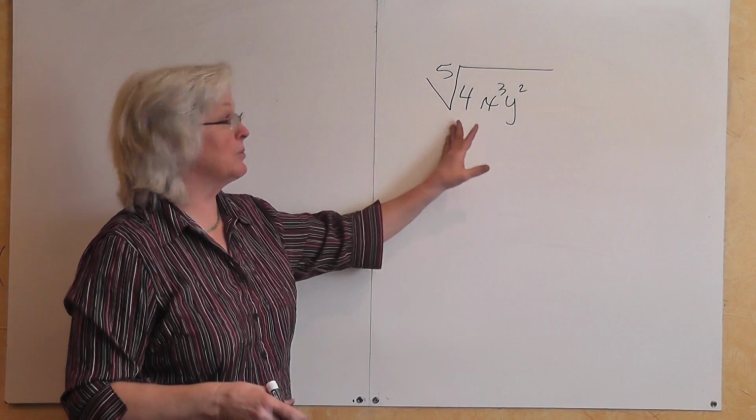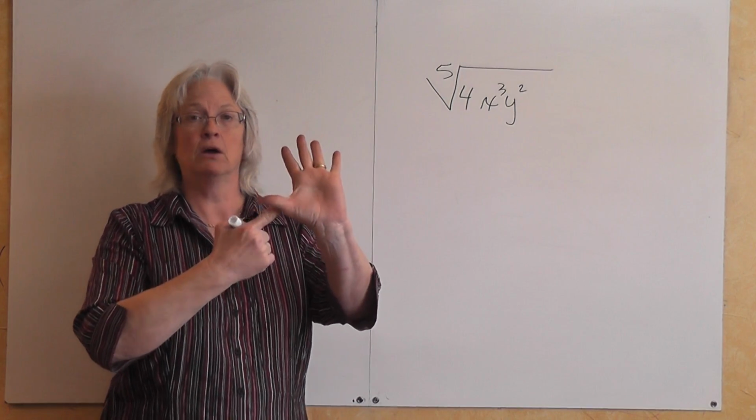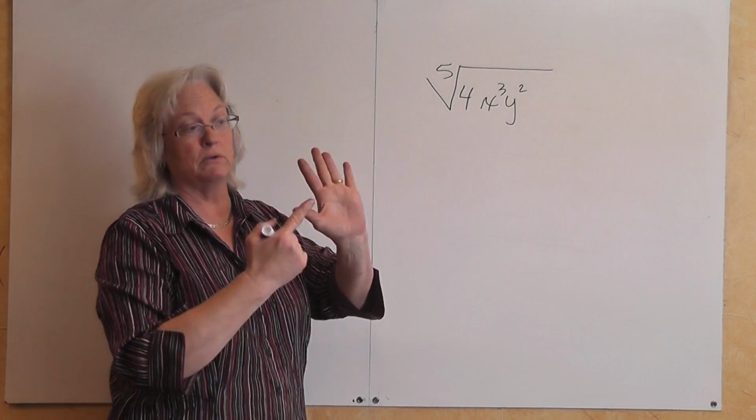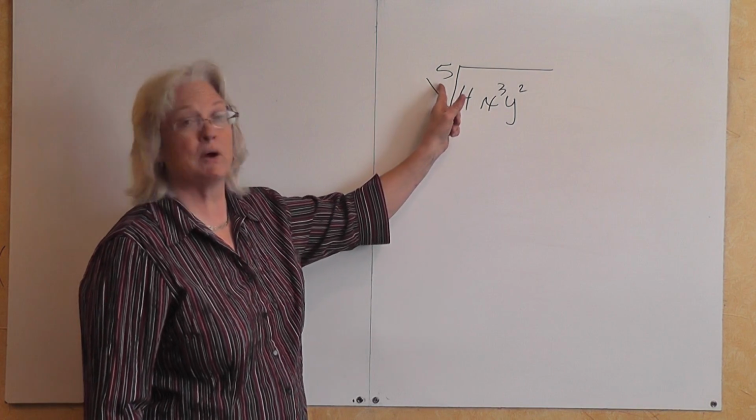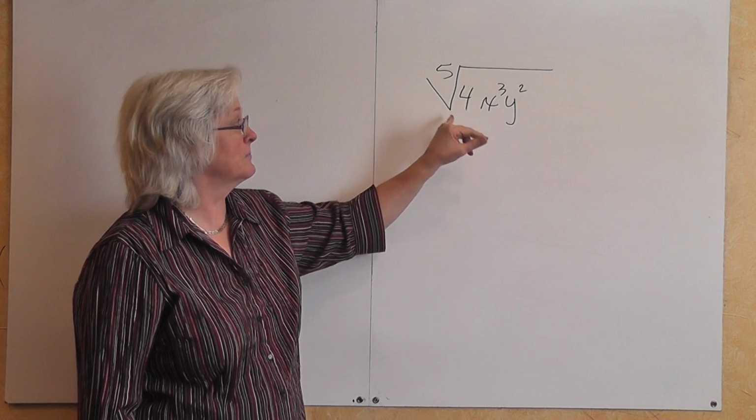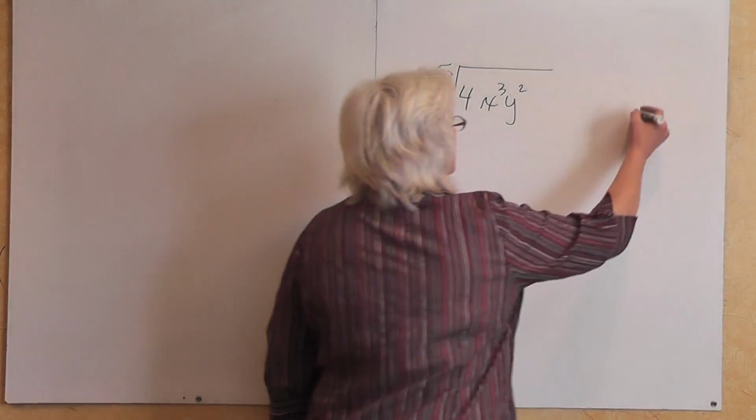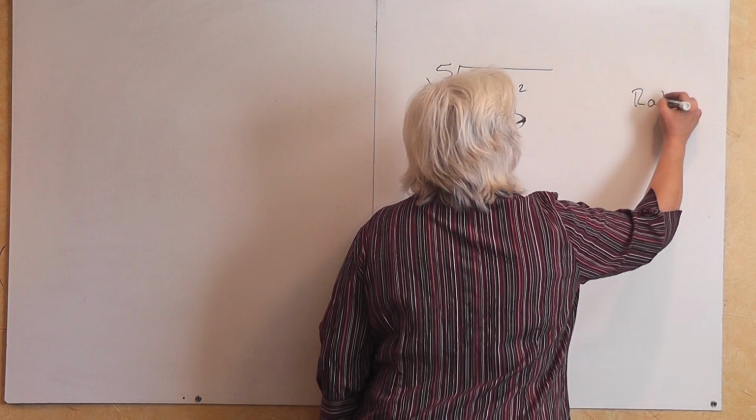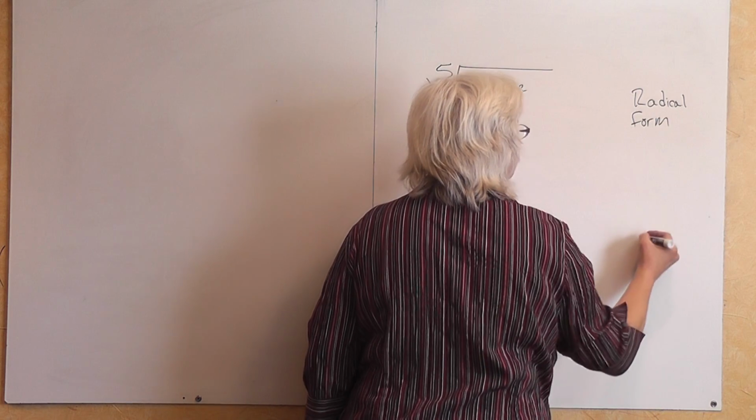Now, there's no number we can come up with where if you say this times this times this times this times this, you equal 4, because 2 times 2 is 4, and that's only a square root. But there's some number out there that's the 5th root of 4. We want to write this expression, this right here is radical form. We want to change it into exponential form.